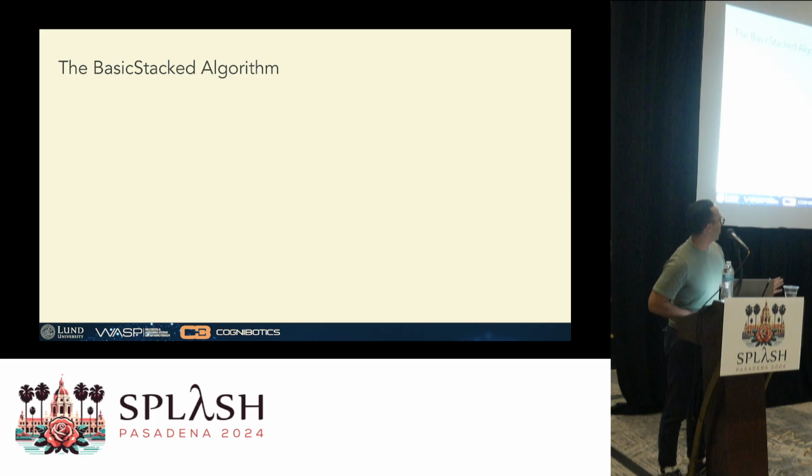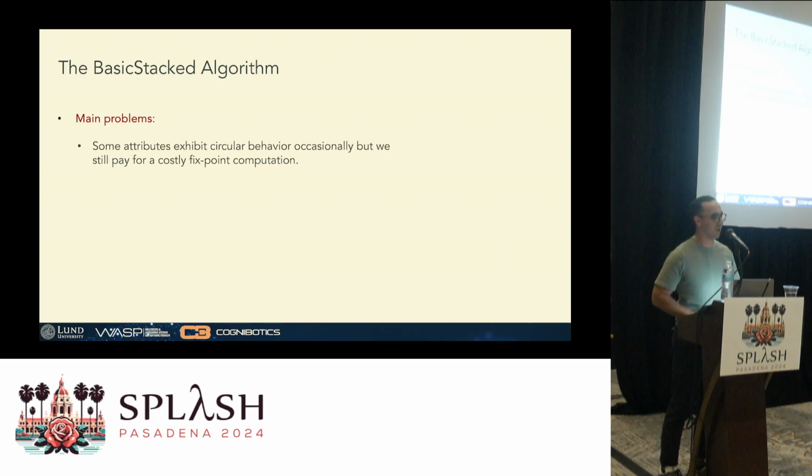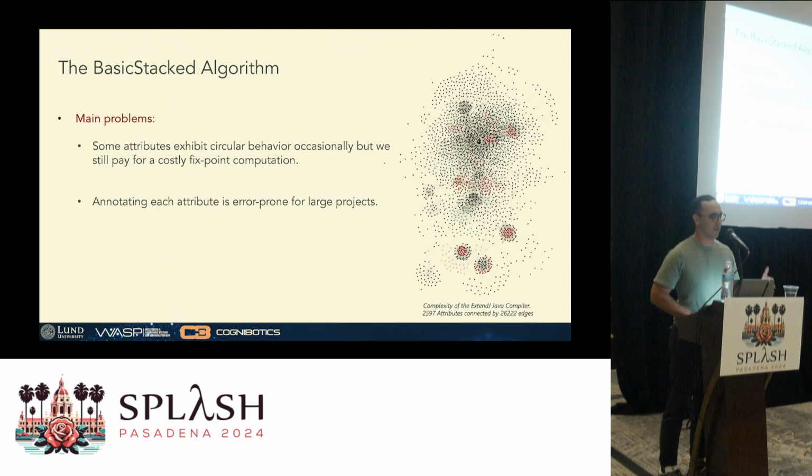And this algorithm has two main limitations. The first one is that some attributes exhibit this circularity behavior for very few inputs. For example, in the ExtendJ Java compiler, the type attribute that we use for type analysis is circular only for few constructs, like the lambda expression, but we will still pay a very expensive fixed point computation to compute the type analysis. And the second thing is that it becomes infeasible for very large projects.